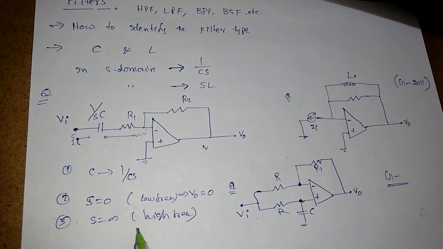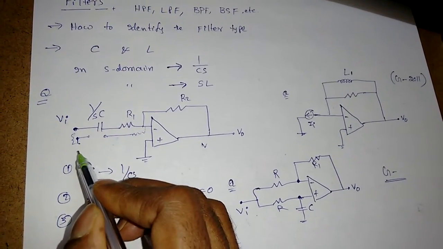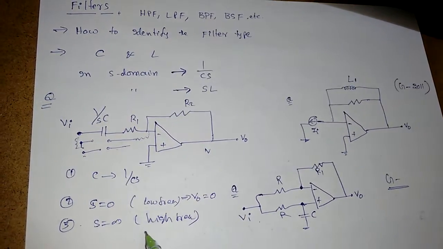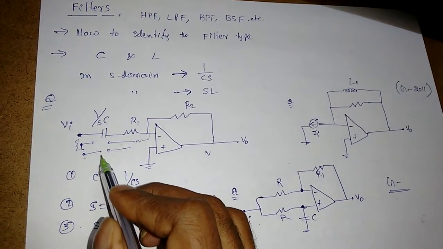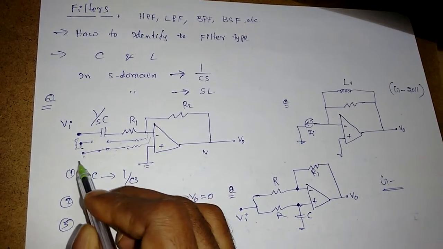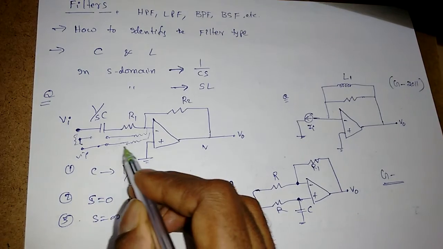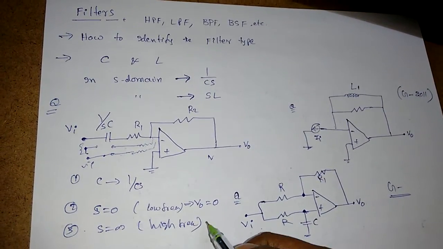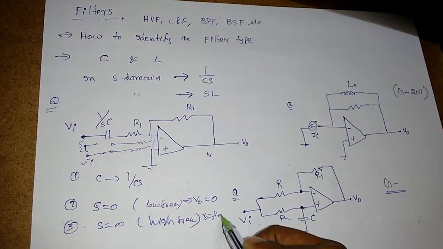Now when S is equal to infinity, high frequency, the equivalent model will become a short circuit, right? 1 by infinity is 0, so impedance is 0, which means it becomes a short circuit. Then there is a resistor, then VA. Now VA is passing through this resistance path to V0. That means I am getting V0 some finite value.